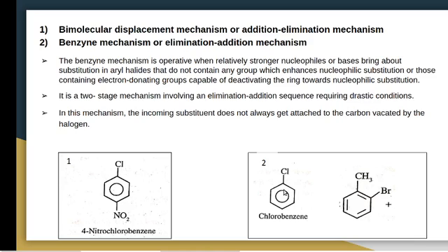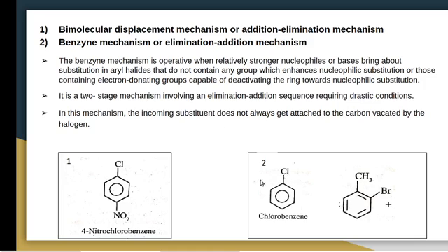That means an aryl halide which does not contain any electron donating group or any electron withdrawing group follows the benzyne mechanism. And also an aryl halide which contains an electron donating group like CH3, OCH3 or OMe, OC2H5, or any other electron donating group, also follows the benzyne mechanism.